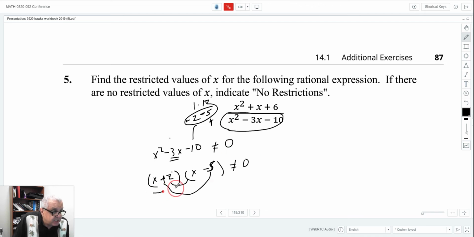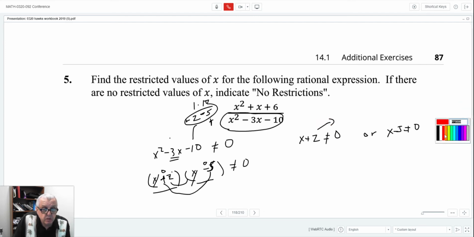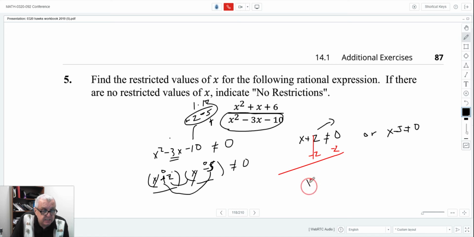So now I have x plus 2 times x minus 5 cannot equal 0. So using the zero multiplication rule, x plus 2 cannot equal 0, or x minus 5 cannot equal 0. Because if this is 0, then the bottom becomes 0. If this is 0, then the bottom becomes 0. Those are restricted values. So I just get the 2 to the other side by subtracting 2 from both sides. And my first restriction is x cannot equal a negative 2.